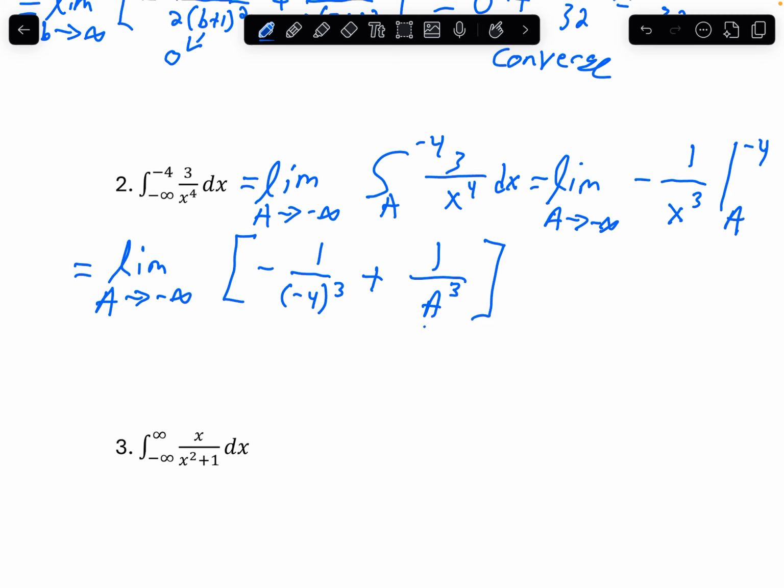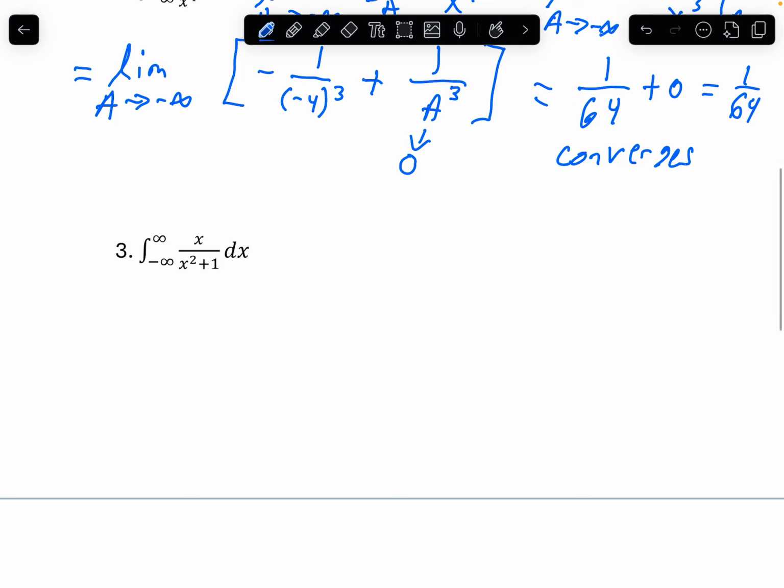So this limit, as we decrease without bound, approaches 0. So this particular one is going to make 1 over, so we have that negative 4 cubed, that makes negative 64. With that negative in front, this would be positive 1/64 plus 0. So again, 1 over 64. And since this does make an actual answer, this one converges.